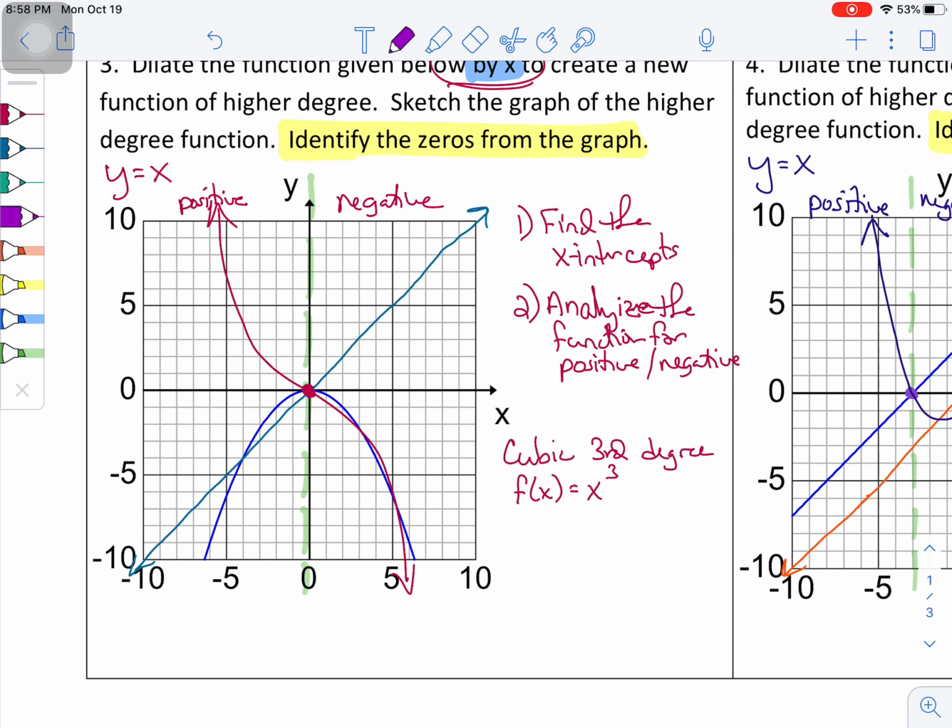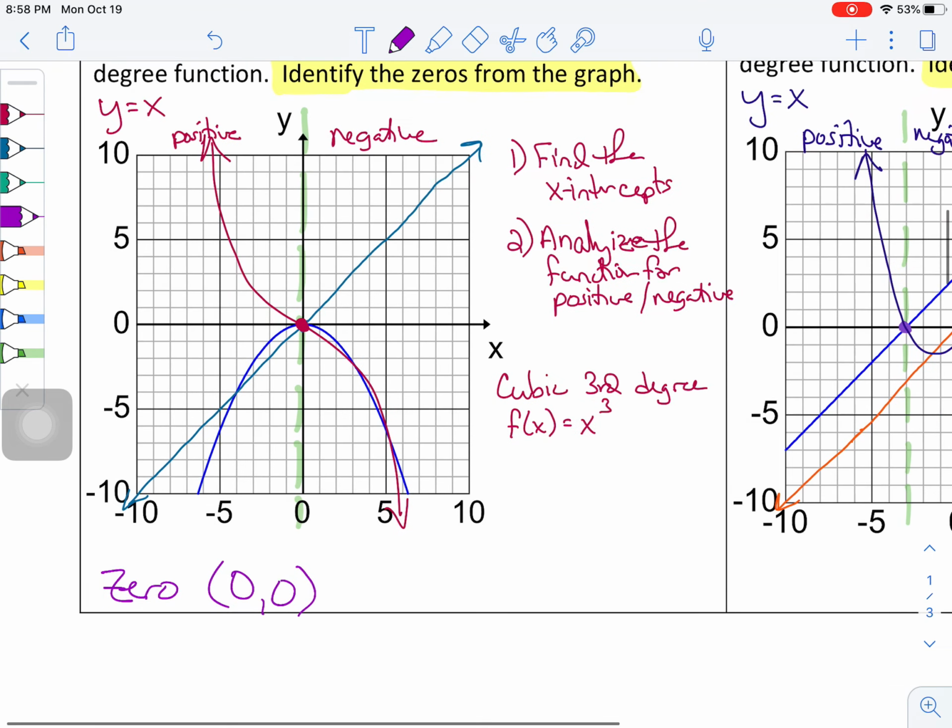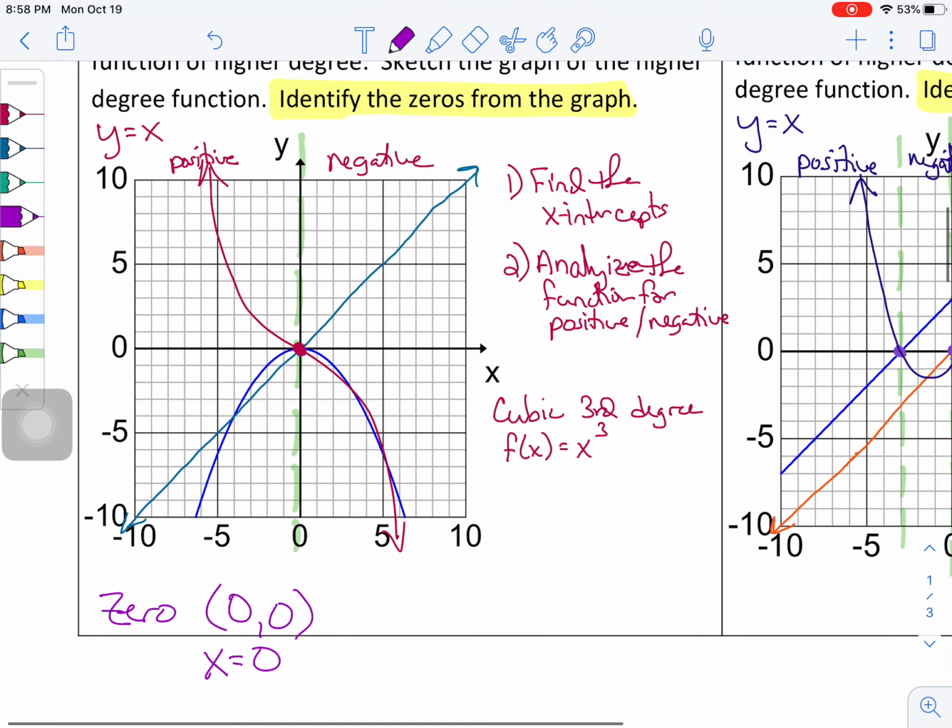So the x-intercept here of the function that we drew, if you go back to what we had here, is just this point right here. It's just the point through the origin. So our zero here is going to be the point (0, 0). All right. You could write this as x equals 0 as well if it's just talking about the x value of the function. All right, so that's that one, only one zero, because there's only one x-intercept.